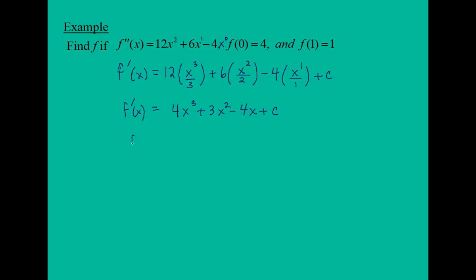To find f of x, we're going to have to take the antiderivative of f prime of x. So we'd get 4 times, the antiderivative of x cubed is x to the 4th divided by 4, plus 3 times the antiderivative of x squared, which is x cubed over 3, minus 4 times, add 1 to the exponent, divide by the same exponent. Now this is some number.